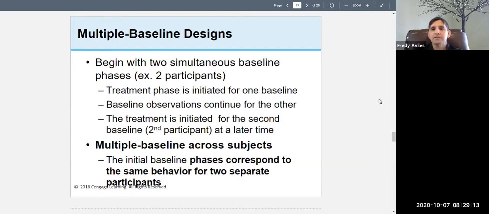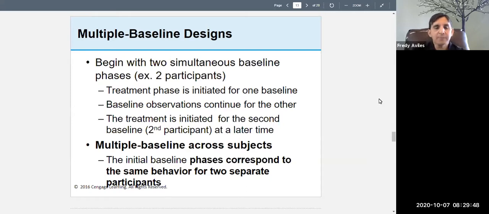And then what happens is you start treatment. The treatment phase is initiated for 1 baseline. You give one of the participants the treatment, okay? And you continue observing the other one without treatment. And then you initiate the treatment for the second baseline. You give the treatment to the second participant at a later time. So you don't have to take away the treatment. You just start a treatment for a different participant at a later time. So you're still showing the same effect twice.